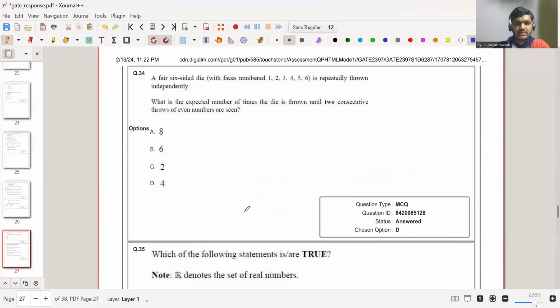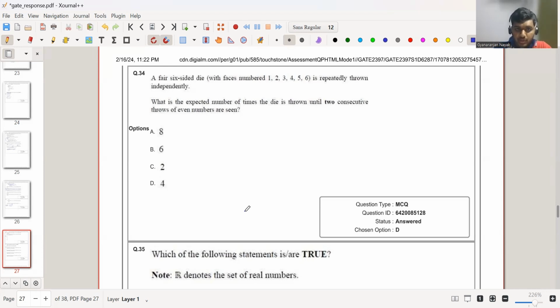A fair 6-faced die with faces numbered 1, 2, 3, 4, 5, 6 is thrown independently. What is the expected number of times the die is thrown until two consecutive throws of even numbers are seen? So, what is the expected number of times the die is thrown until two consecutive even numbers?